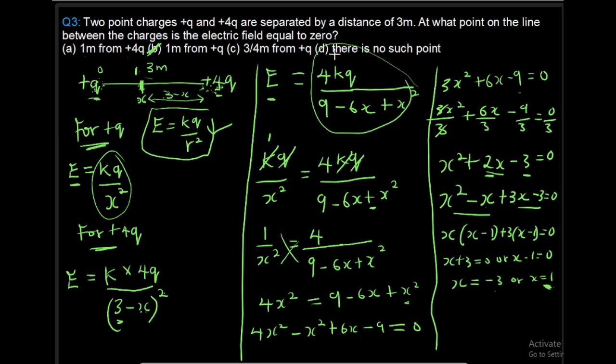3 over 4 is out of the way. There's no such point. That's also out of the way. All right. It doesn't make sense. So the correct answer is 1 meter from positive q charge. I hope this is clear enough.